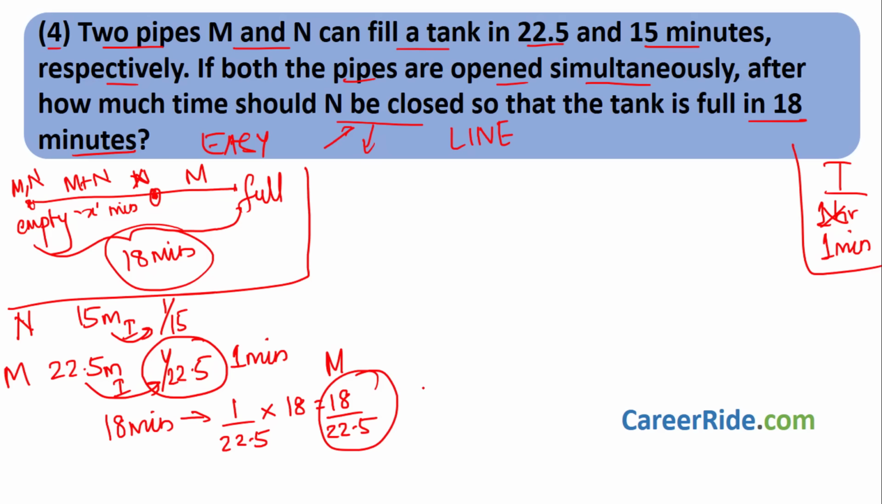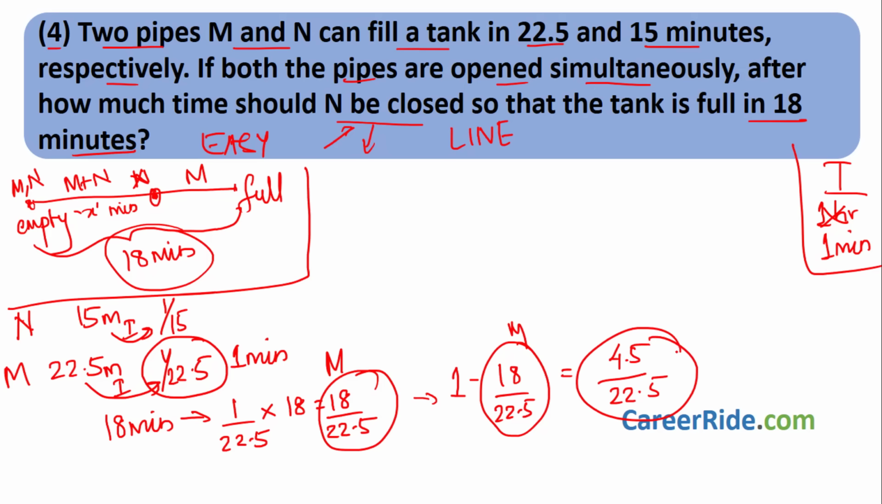Now since we are filling a tank, we cannot quantify it, so work done is generally taken as 1. Out of that, 18 upon 22.5 amount of work is already done by M. So how much work is remaining? 22.5 minus 18 is 4.5 upon 22.5.